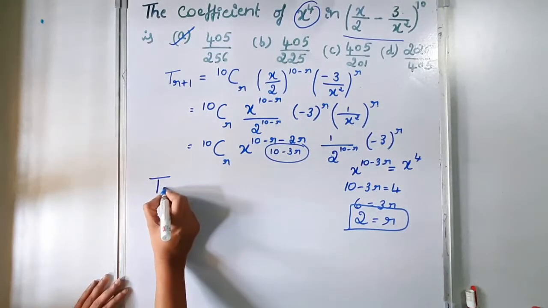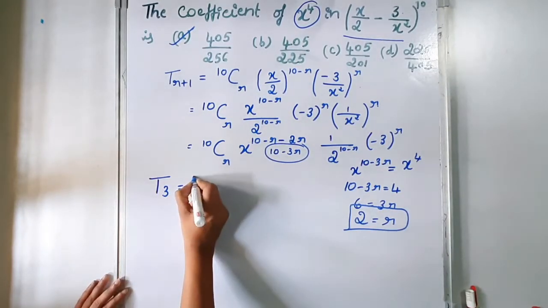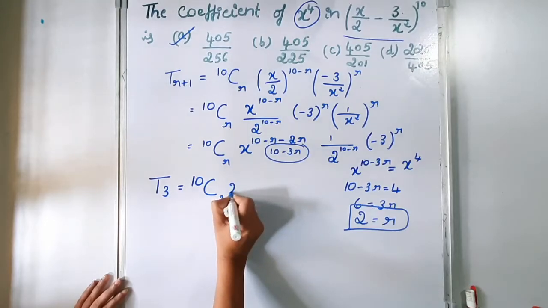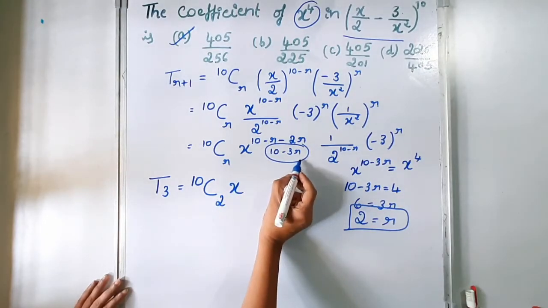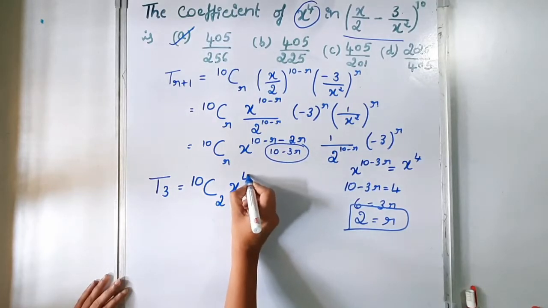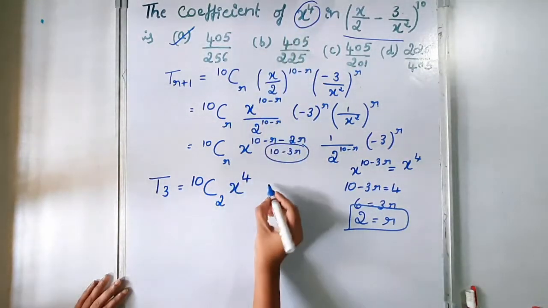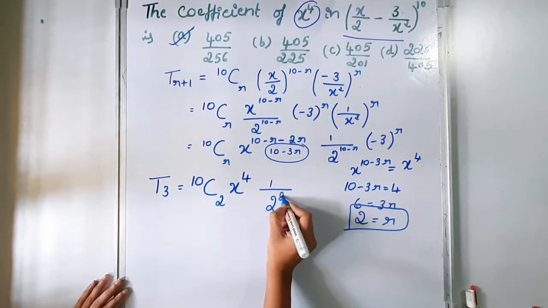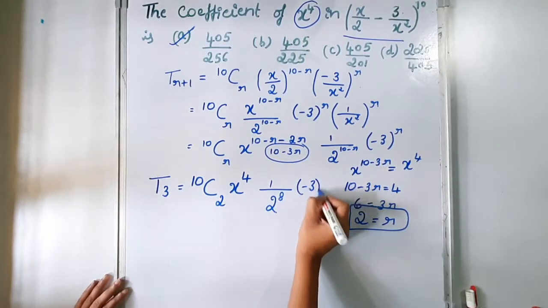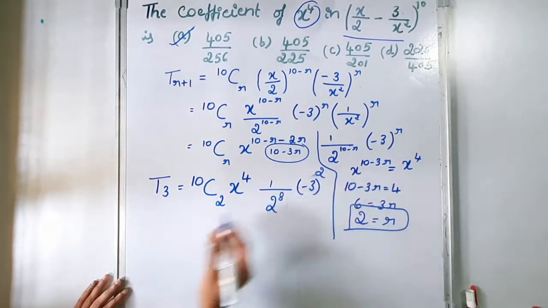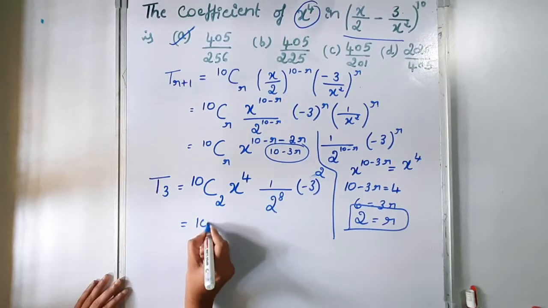So r plus 1 is nothing but T3 is equal to 10C2. See, the value of r is equal to 2, and x to the power 10 minus 3r will be 3 into 2 will be 6, right? 10 minus 6 will be 4. So we need to find the coefficient of that same. So 1 divided by 2 to the power 10 minus r will be 8, minus 3 to the power 2. Is it clear? Now, so the coefficient of x to the power 4. What is the coefficient of x to the power 4?